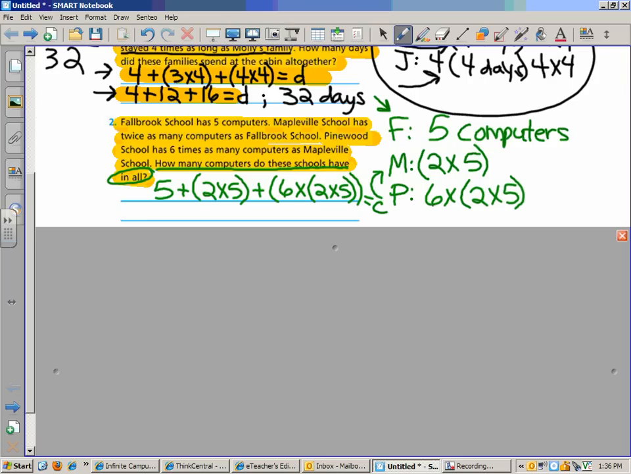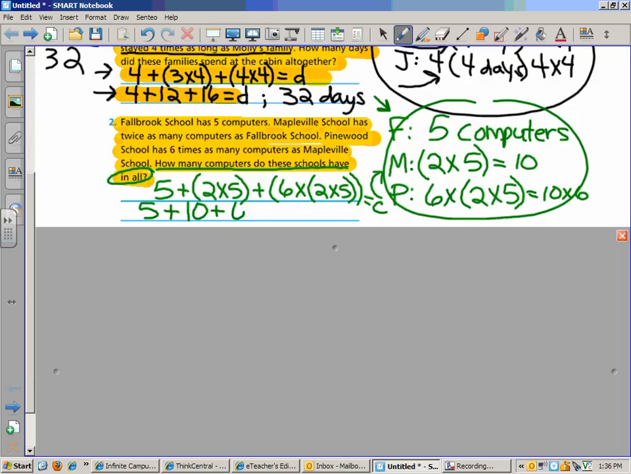Very tough concept. But if you're able to work with what we did over on the side here and realize that Fallbrook has 5, and then we're going to add Maplewood, 2 times 5, twice as many as 5 is 10. And if we know that Maplewood is 10, and we know that Pinewood is 6 times that, we can say 6 times 10, we're going to add 60. And then that's going to equal how many computers we have.